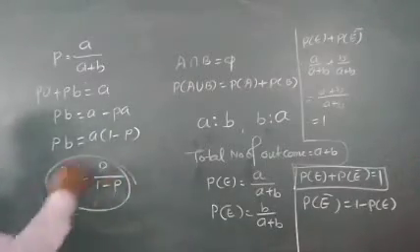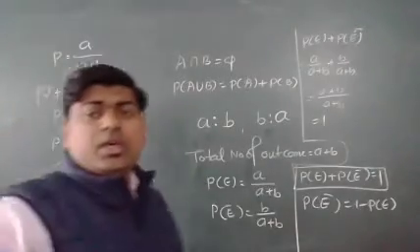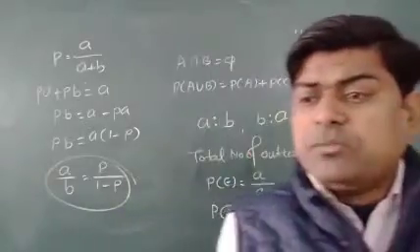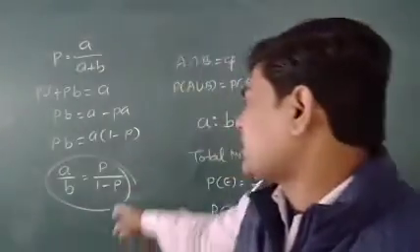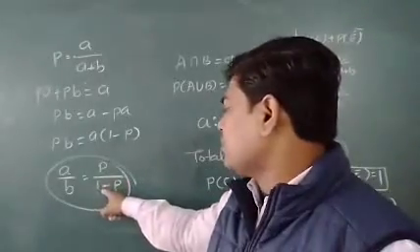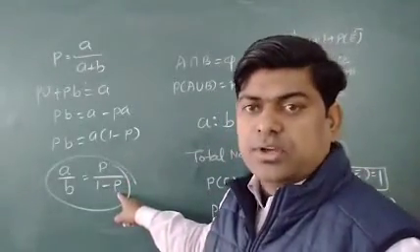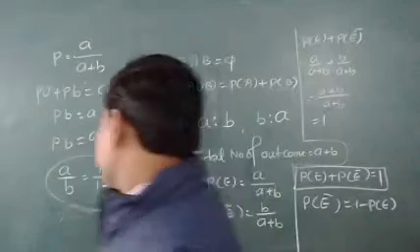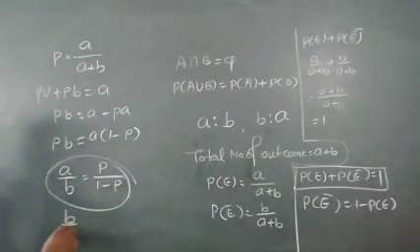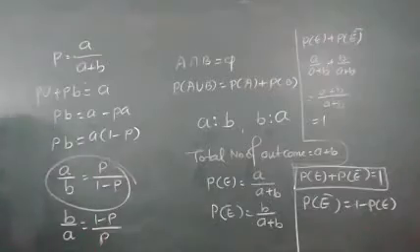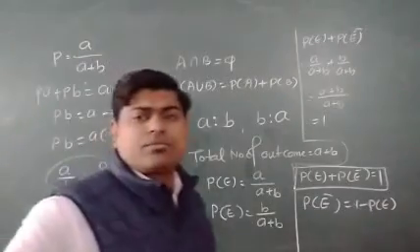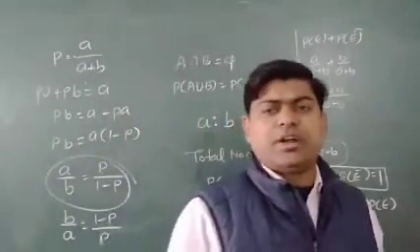It means that if the probability of an event is given and we want to find odds in favor, then I can directly write probability upon 1 minus probability. That is odds in favor. And if I want to find odds against, then B upon A is equal to 1 minus P upon P, where P is the probability of that event.